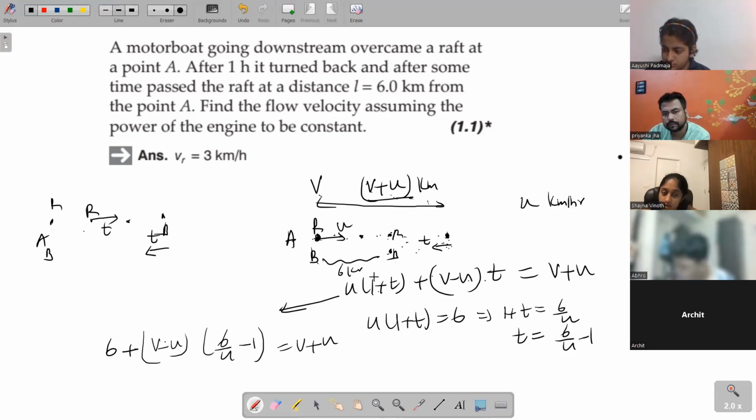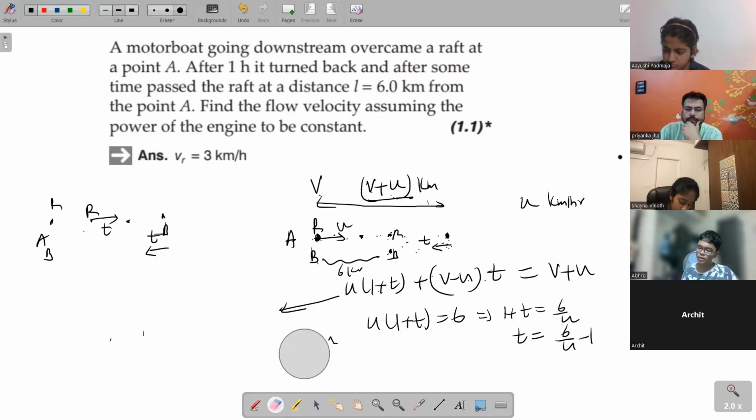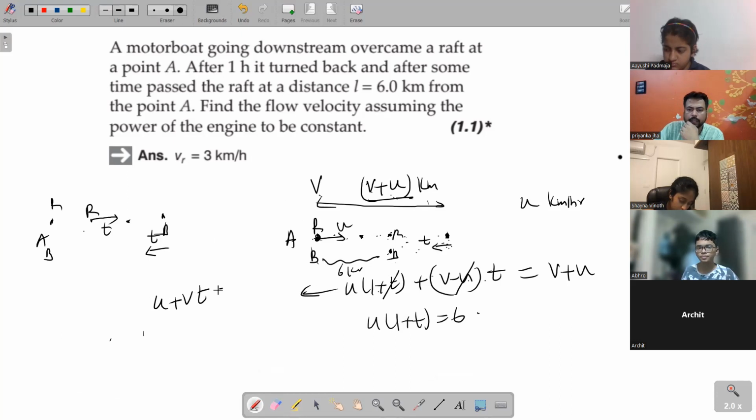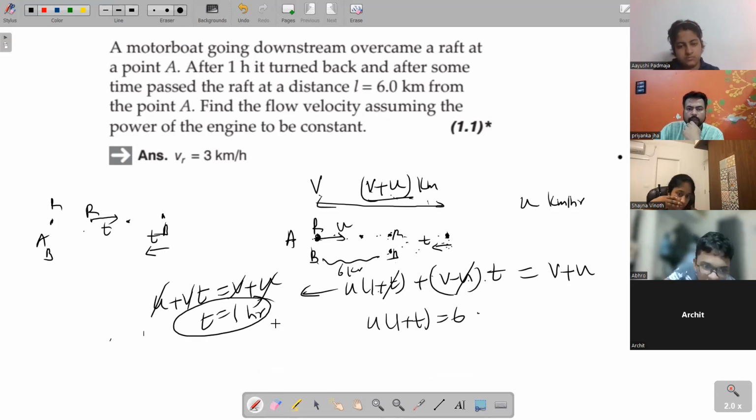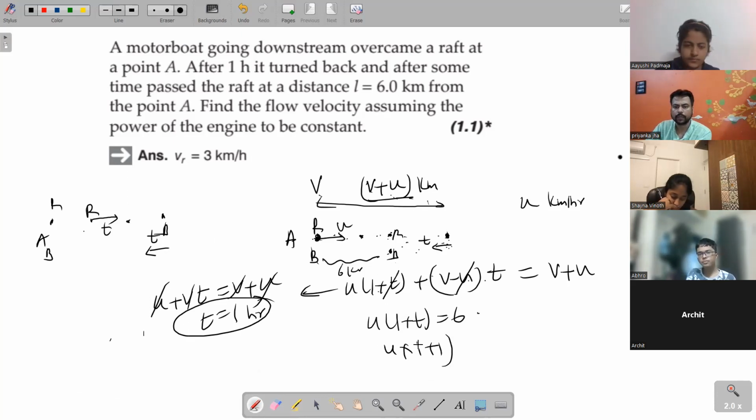So is V the velocity of the boat? Yes. You can see one thing. These two are the equations we got. From here, in this equation, we can see that UT and UT are gone. If you solve it, U plus VT is V plus U. U gone, V gone, so T equals 1. T equals 1 hour we got. So for another 1 hour, this motorboat has to travel back so that it will meet this raft. So U into 1 plus 1 equals 6, so U is 3 kilometer per hour. Simple, so simple.